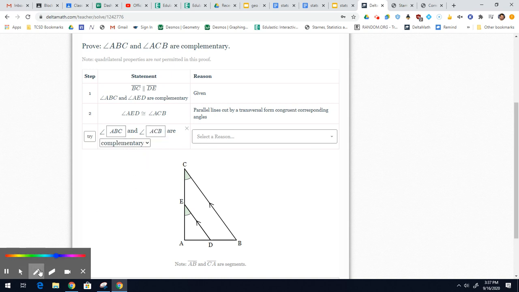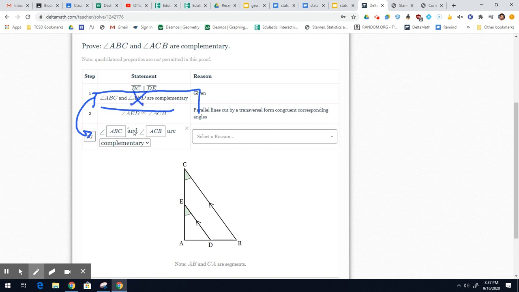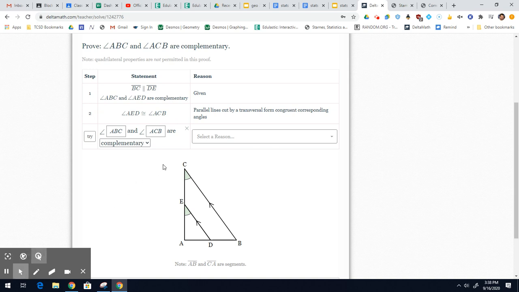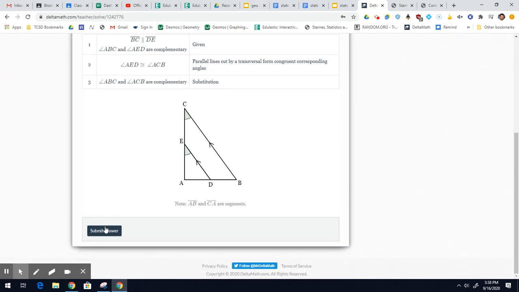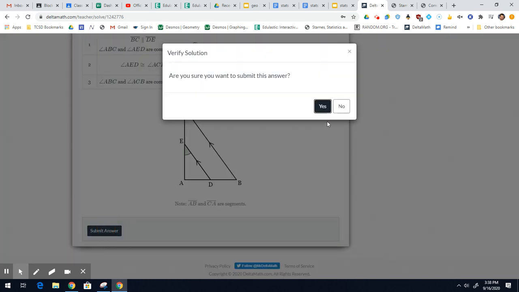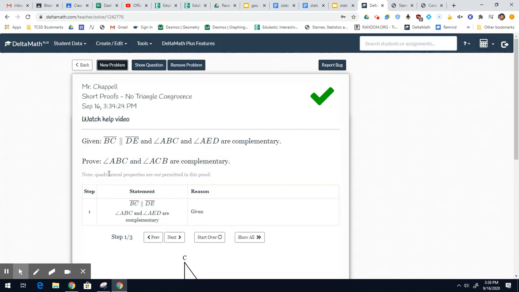So again, what I'm doing is I'm taking this statement right here, I'm bringing it down there, but I'm taking out AED, and since AED and ACB are congruent, I'm substituting ACB in place. That's what I'm doing. So this is going to be a substitution. And I'm done. Green check mark. I showed that they're congruent and they're then substitutable. So we're good. Okay, one more proof coming.